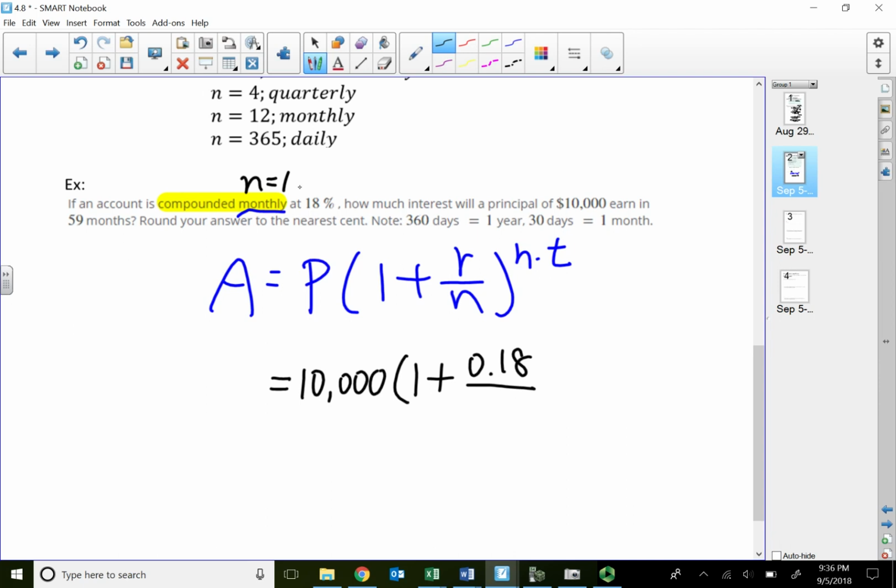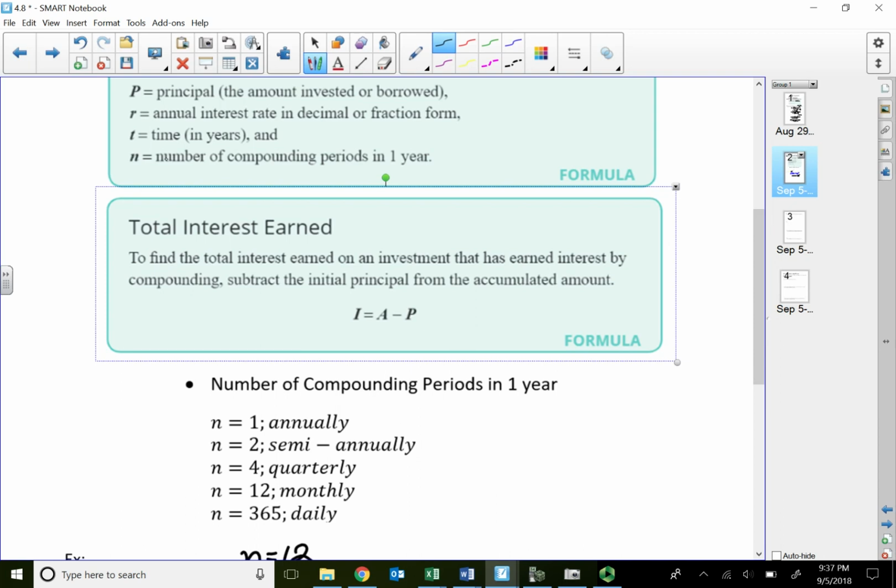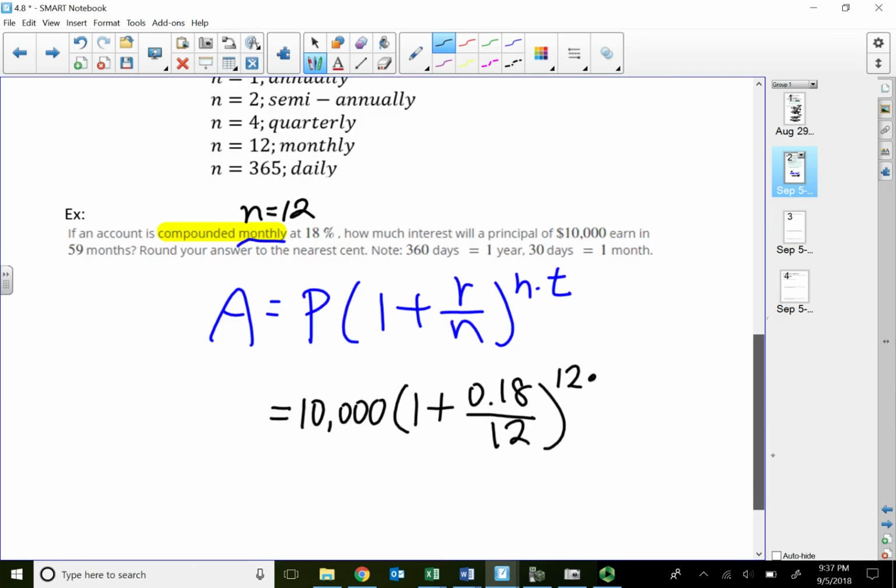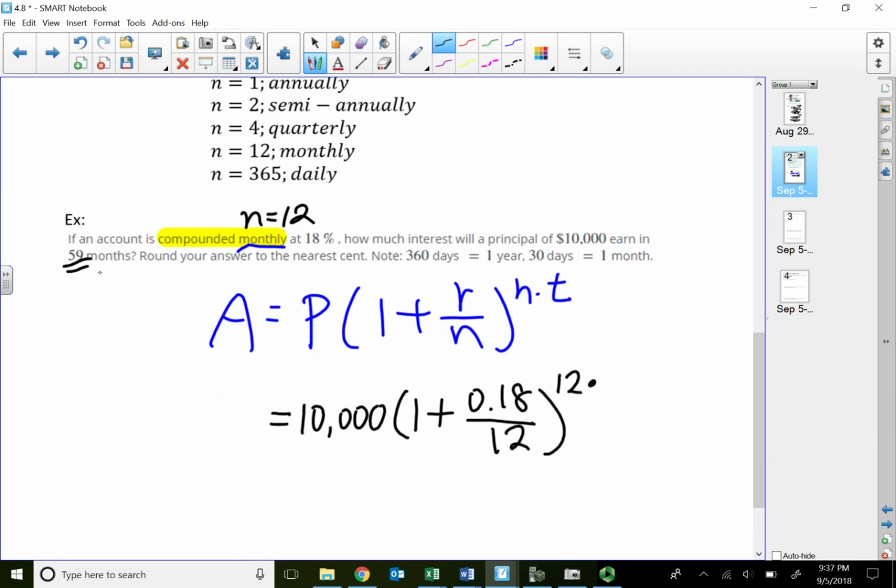Oh, sorry. I did not mean to say n is 1. Compounded monthly, n is 12. Sorry about that. All right, the whole thing raised to n, which is 12, times time. Time is always going to be in terms of years. So 59 months is my time, but that's not in years, it's in months. So we will say that's 59 months out of 12 months in the year. Okay, so that will be my exponent.